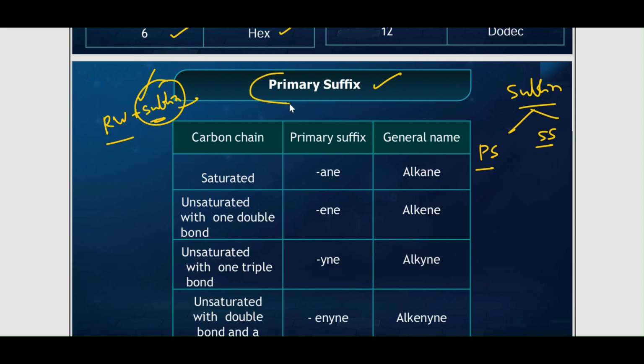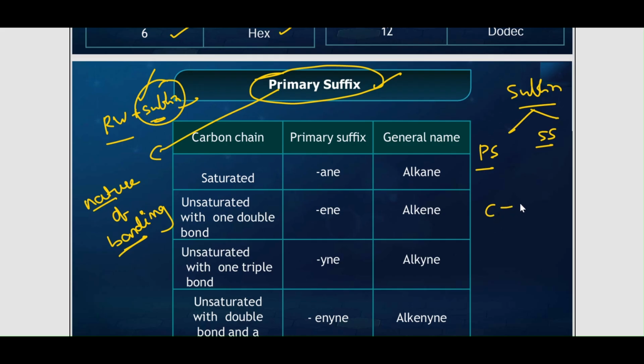Now here I have given primary suffix. What does it actually tell about the carbon compound? This primary suffix describes the nature of bonding. That means if carbons are bonded with a single bond, then for this type of compounds we will write the primary suffix as "ane."